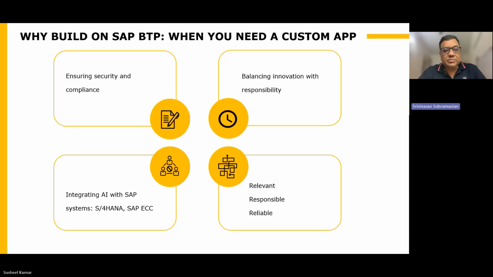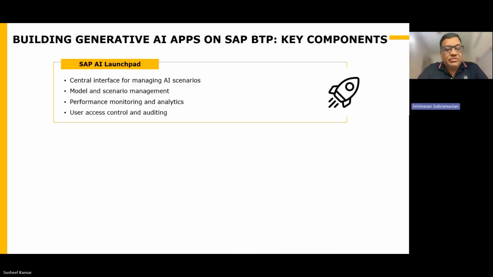Sushil, you can move on. Next slide, please. So if you have to build generative AI apps on SAP BTP, where do you start? I think the key thing is the SAP AI Launchpad that you have to subscribe to and get access to, right? Because this is where you manage the entire AI development process. This is where you start.